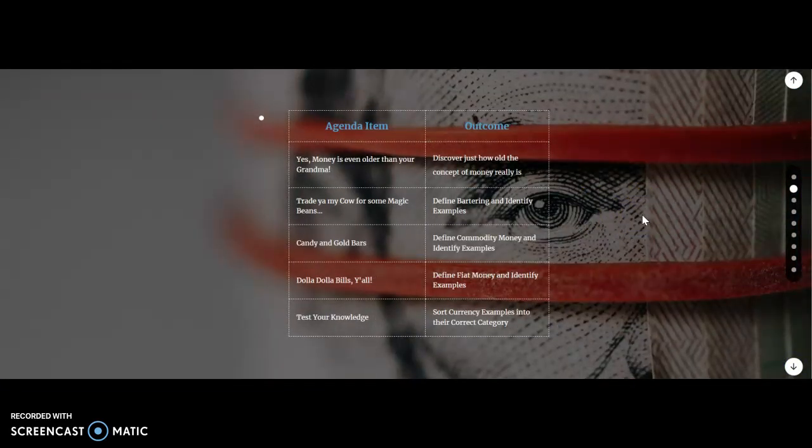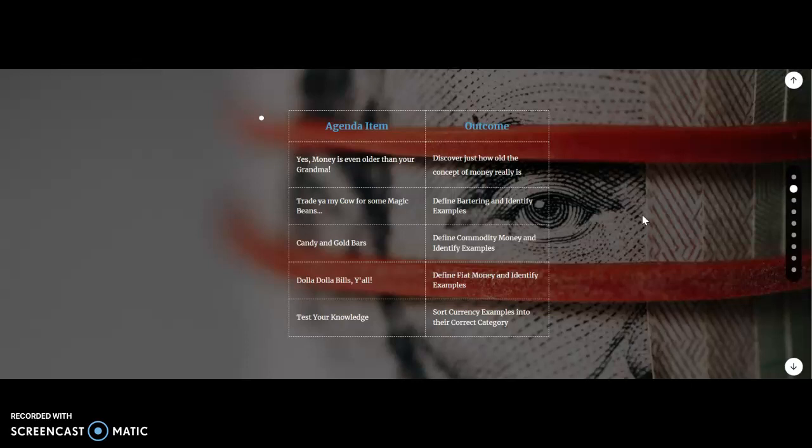Some of the agenda items today, as well as their outcomes, is we'll talk about how money is even older than your grandma. Discover just how old the concept of money really is. Not only that, but I'm sure y'all have heard of the story of Jack and the Beanstalk and how he traded his cow for some magic beans. We'll help define bartering and identify some other examples.